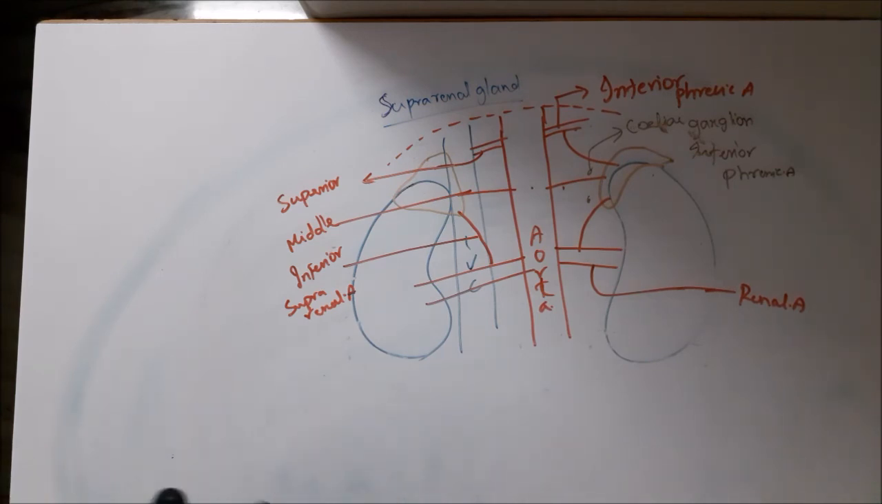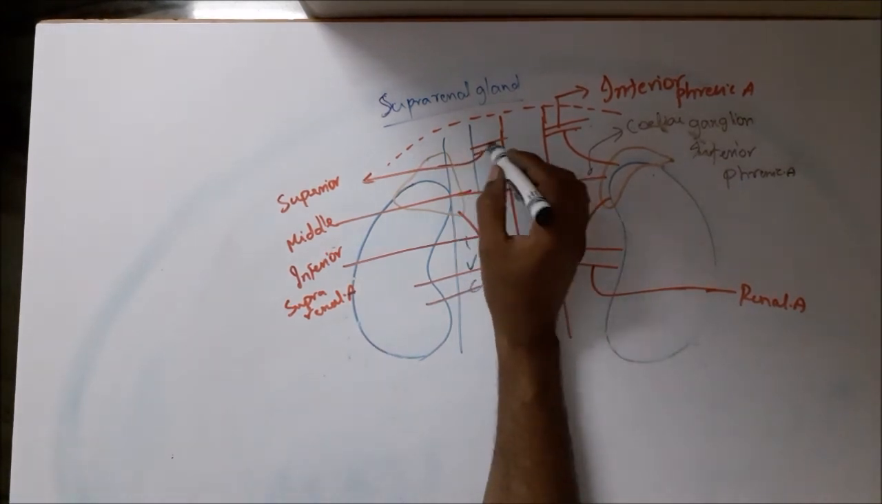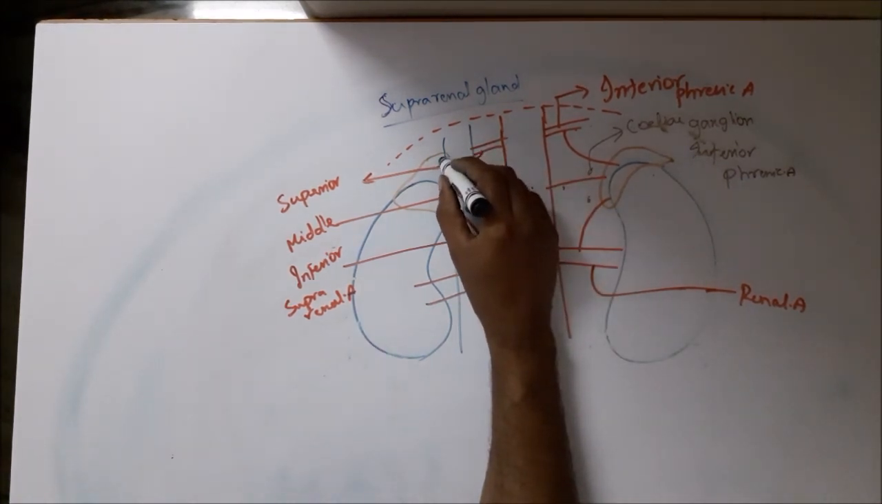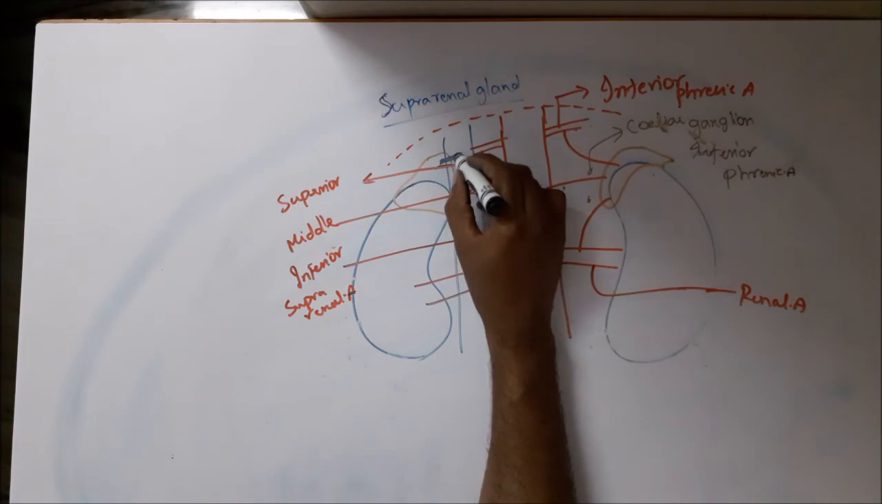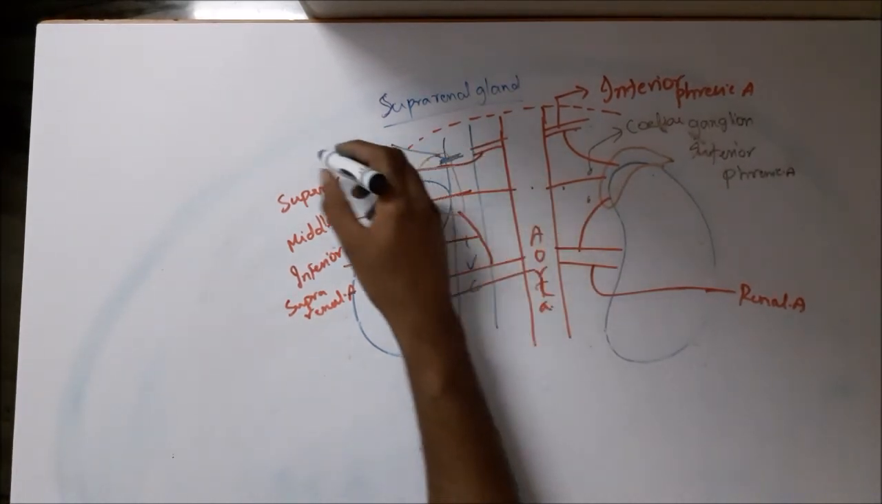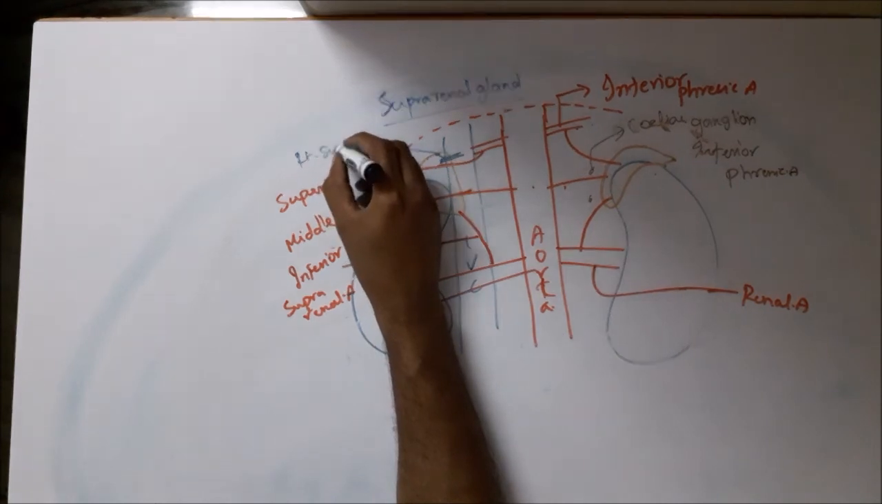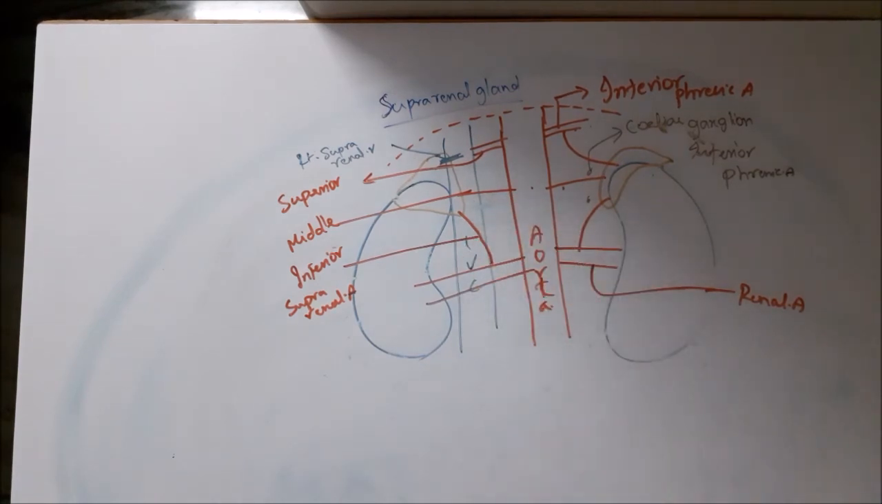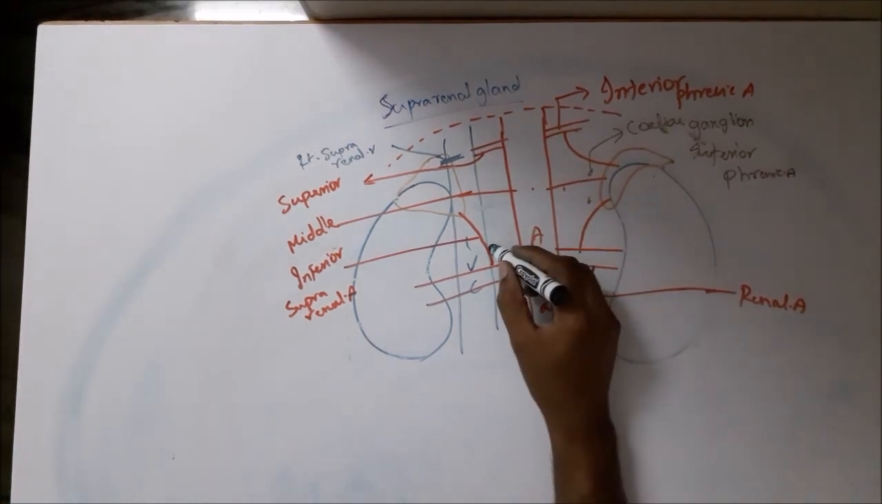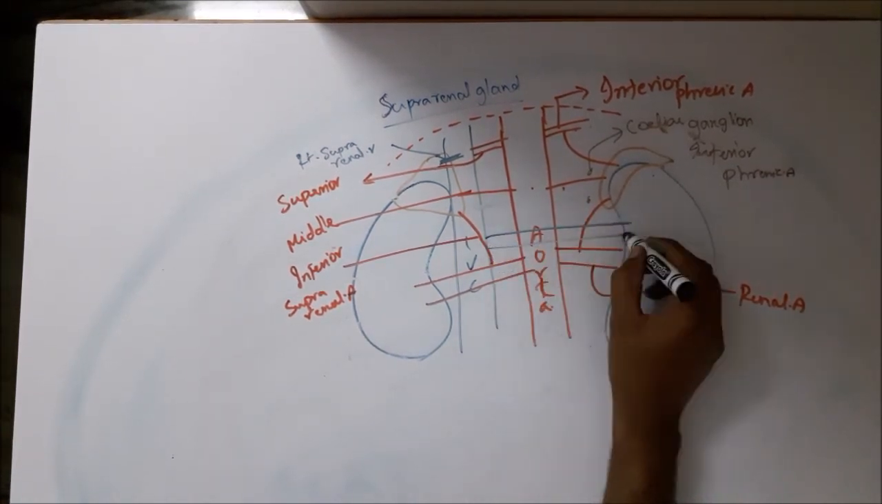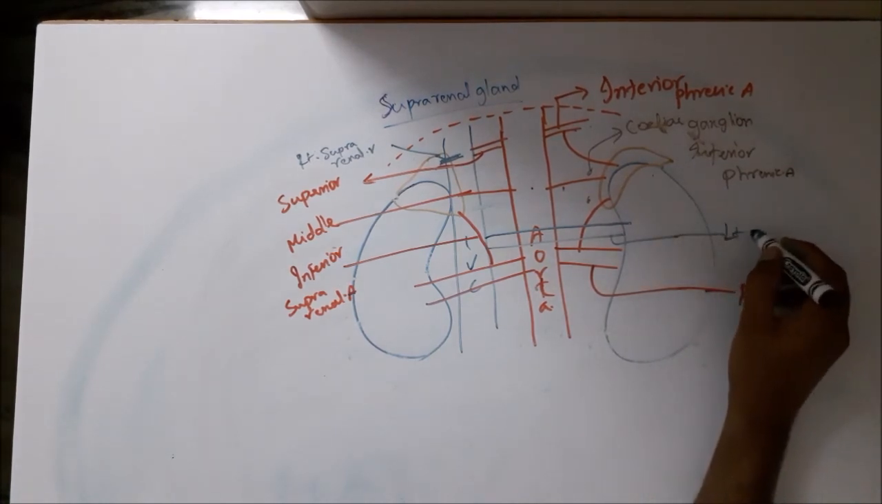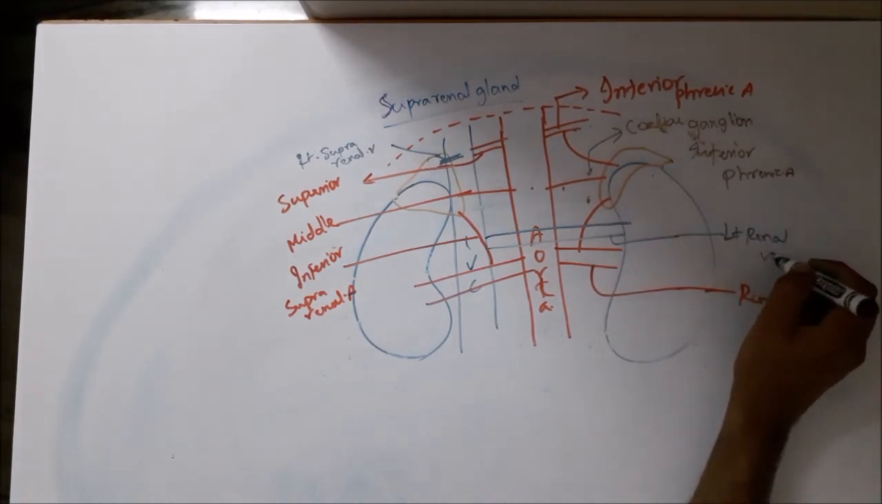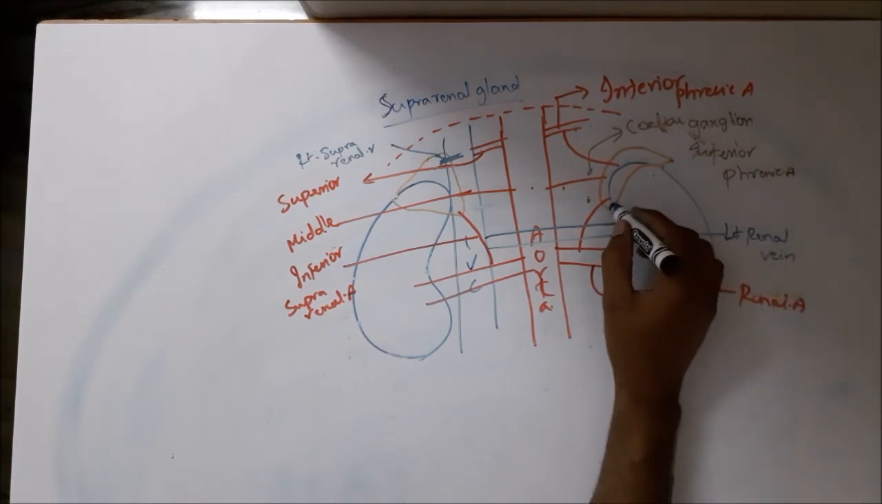Then coming to the venous drainage, as we have seen before, the right suprarenal gland has a hilum closer to the apex. From that we have a vein, the right suprarenal vein, which directly drains into the inferior vena cava. Then this is the left renal vein, so draining into that.